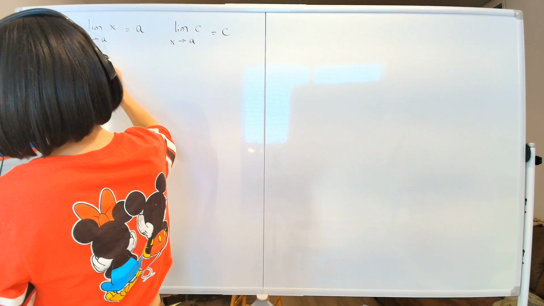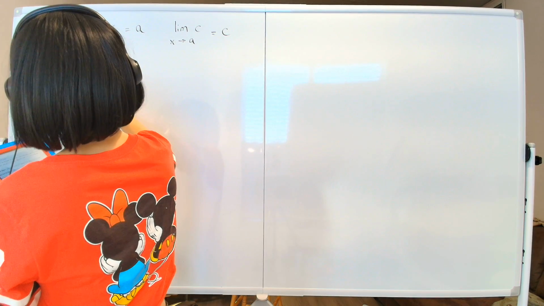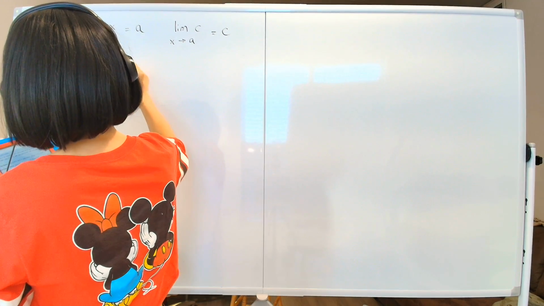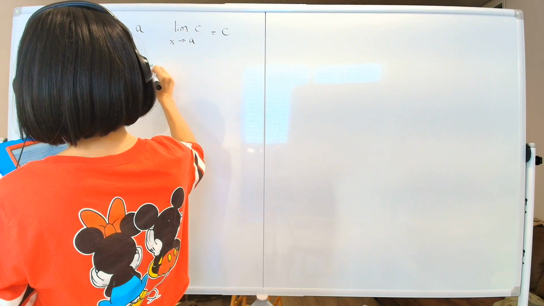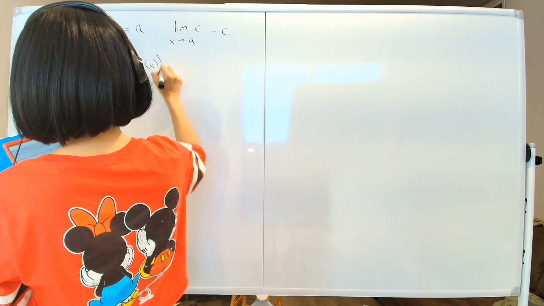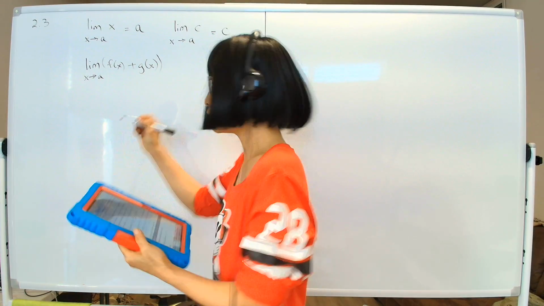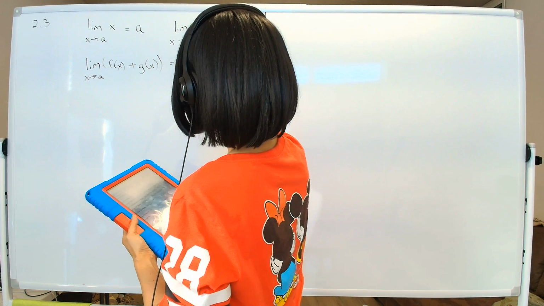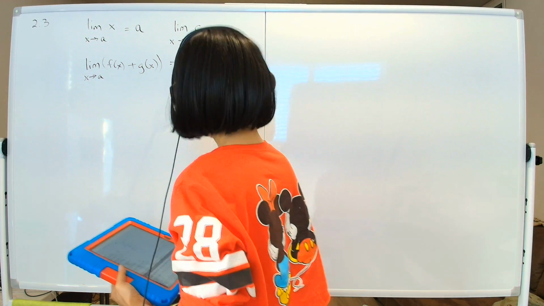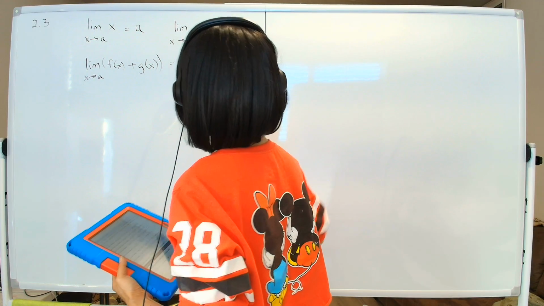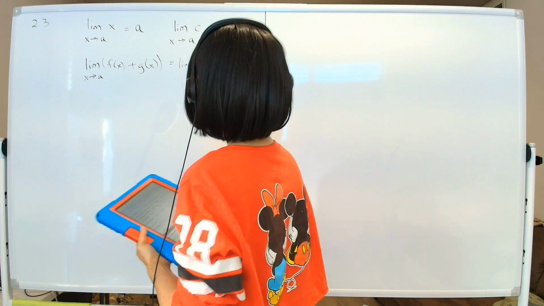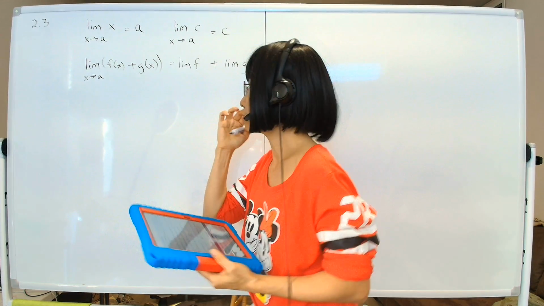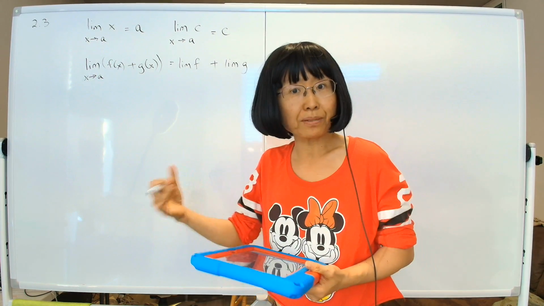So let's say you want to figure out the limit as x approaches a of f of x plus g of x. And that's just equal to, you just calculate the limit of the individual ones. That's equal to the limit of f plus the limit of g. And so on. This is with a bunch of conditions.